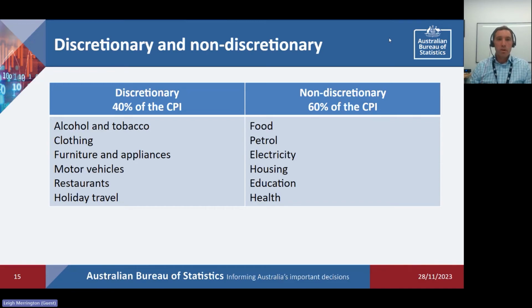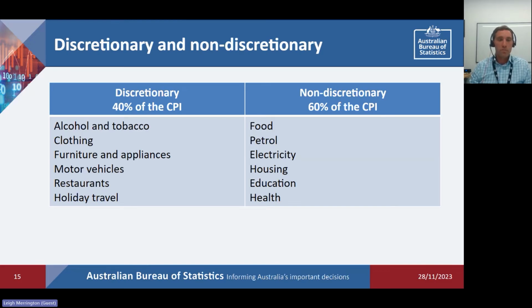Another way we split the CPI into two categories is this idea of discretionary spending and non-discretionary spending. So non-discretionary we define as things that are unavoidable. If prices go up, that's the sort of spending that can't be avoided, so inelastic in nature, for an economic term. So obvious things like food, petrol. If the price of petrol goes up and you're driving a car, you've just got to cop that. So that's about 60% of the CPI. Discretionary spending is around 40%.